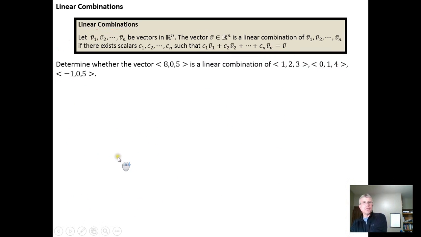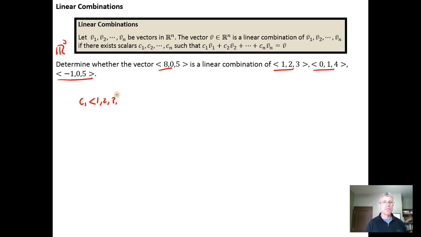So the next example says determine whether 8, 0, 5 is a linear combination of these three vectors from the vector space R3. So it would be the same song and dance. We would say, hey, we're looking for c sub 1 times 1, 2, 3 plus some scalar c sub 2 times vector 0, 1, 4, plus c sub 3 times vector negative 1, 0, 5. And these need to add up to the vector 8, 0, 5.